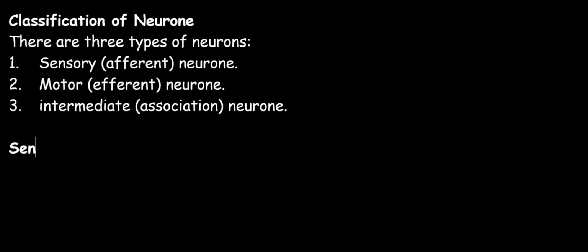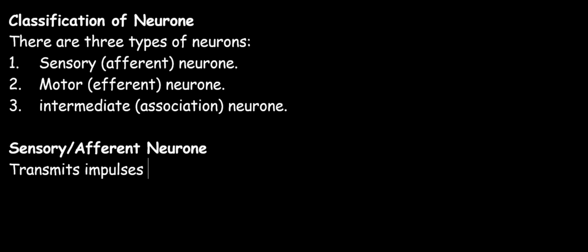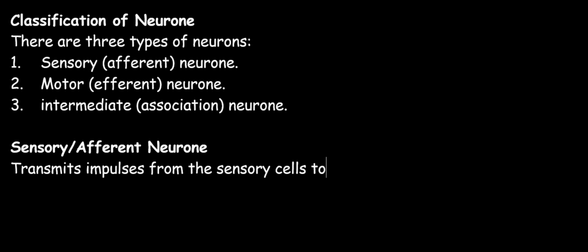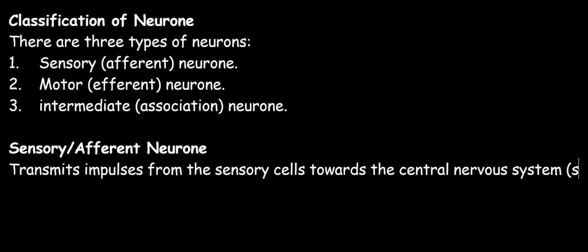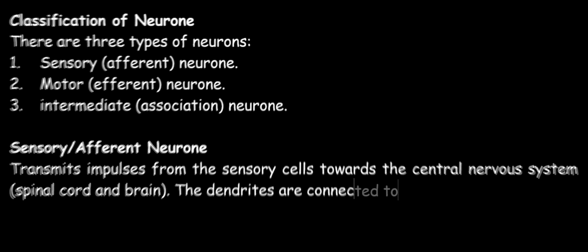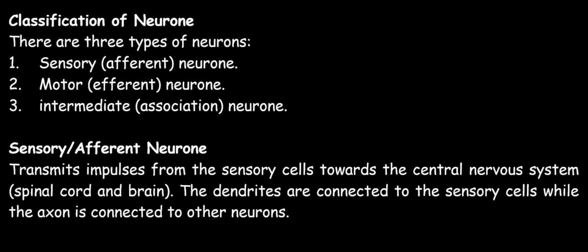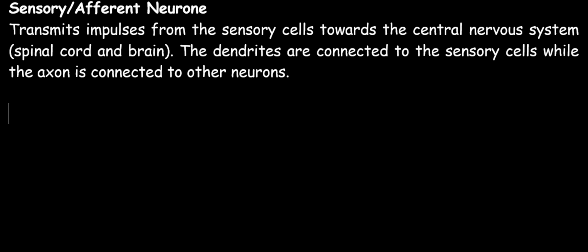The first one we have is the sensory or afferent neuron. The sensory or afferent neuron transmits impulses from sensory cells towards the central nervous system, which is the spinal cord and brain. The dendrites of the sensory neuron are connected to the sensory cells, while the axon is connected to other neurons.